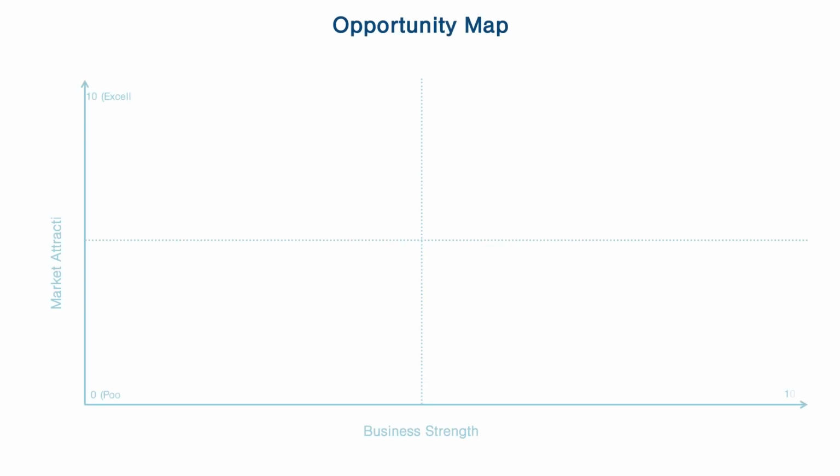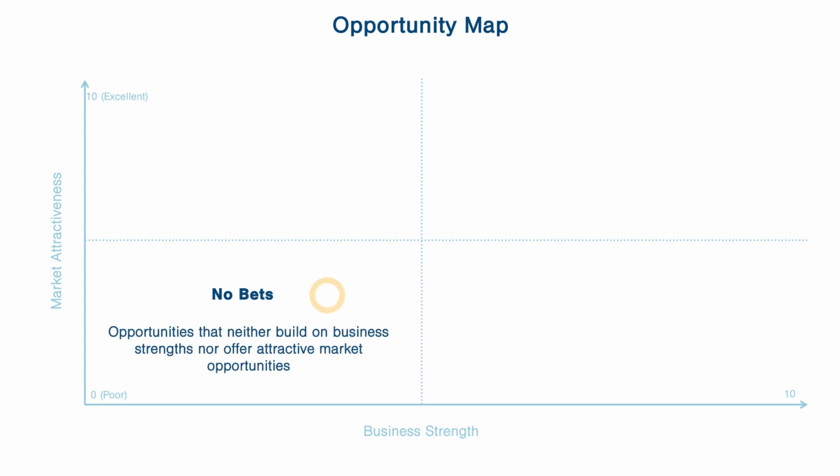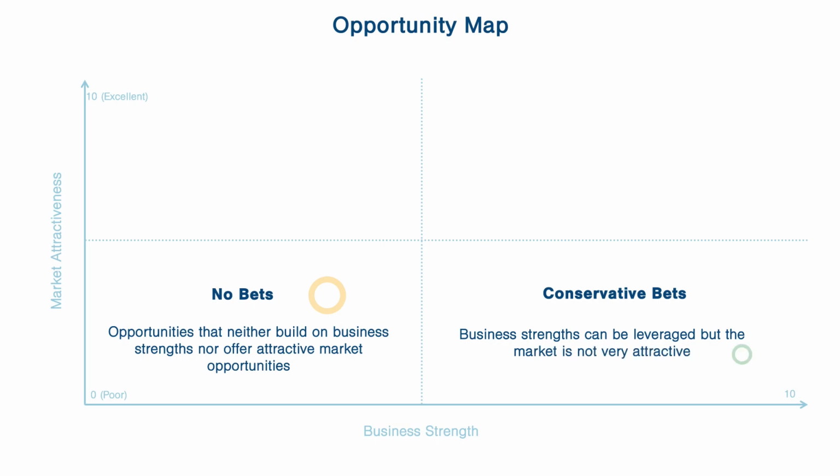Starting from the bottom left, here's how to interpret these quadrants. No bets. This quadrant encompasses opportunities that don't build on business strengths or offer attractive opportunities. Conservative bets. Business strengths can be leveraged, but the market isn't attractive.